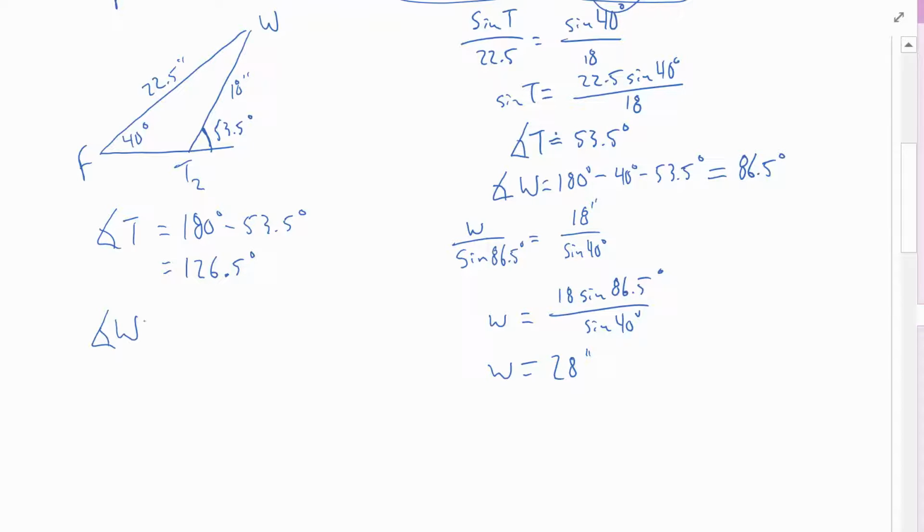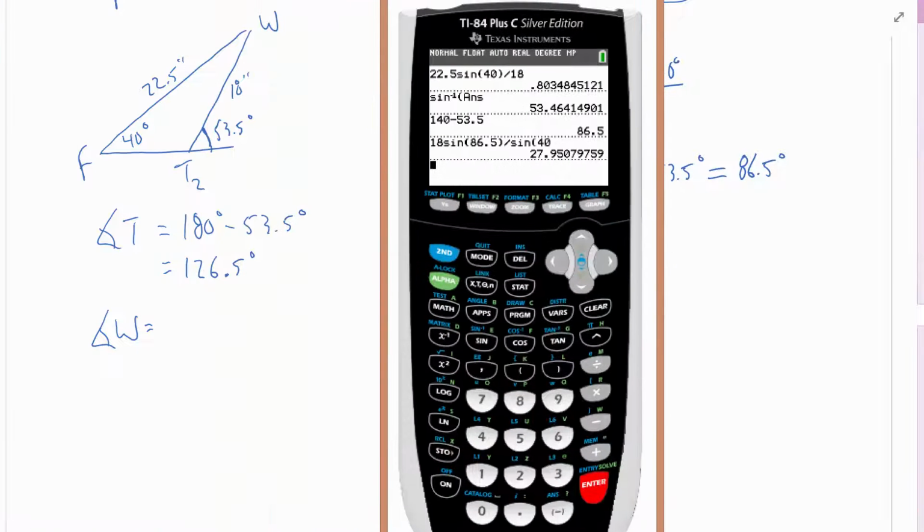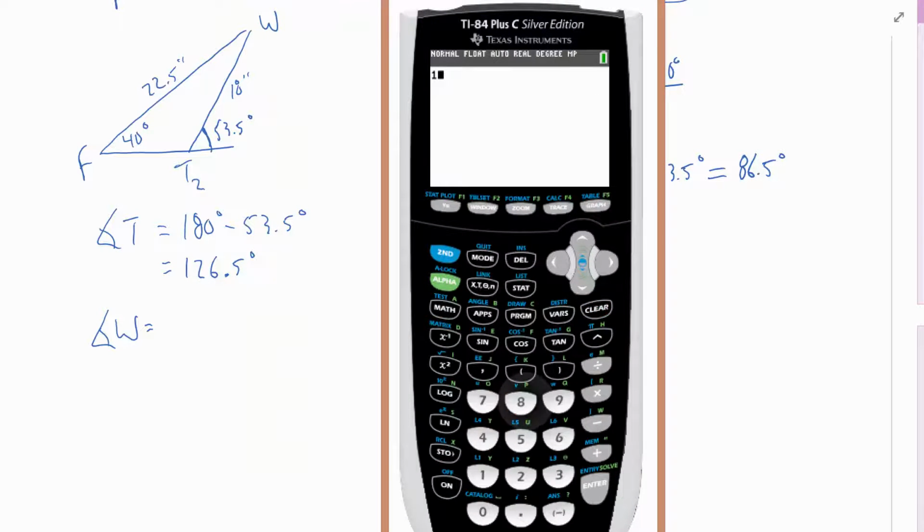Now we've got angle F and angle T. We want to get angle W. Same thing. We're going to subtract from 180. Let's take 180 minus 40 minus 126.5.